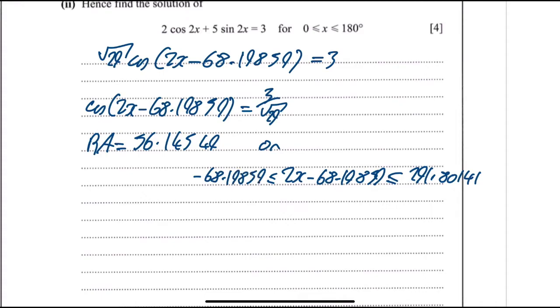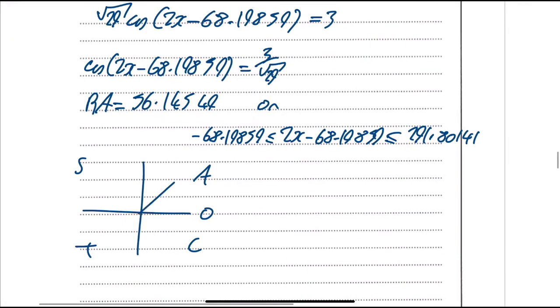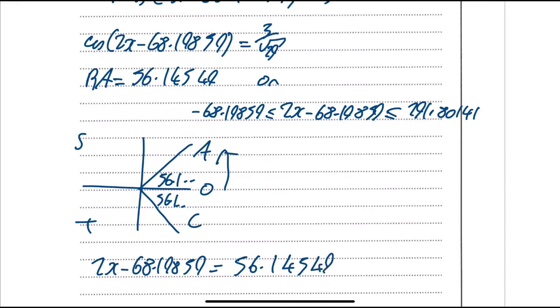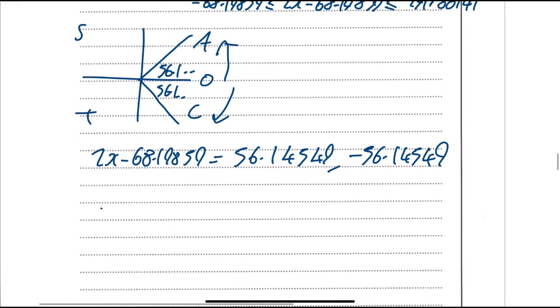So you do your CAST diagram, C, A, S, and T. There's your 0. It's positive, so it's going to be in here and here. So that's going to be your 56.1 dot dot dot. So my first angle is round to here. So my first angle, 2x minus 68.19859, is equal to 56.14549. And my next angle is going back the way, so it's just minus the same, minus 56.14549. And then bring the 68 across.